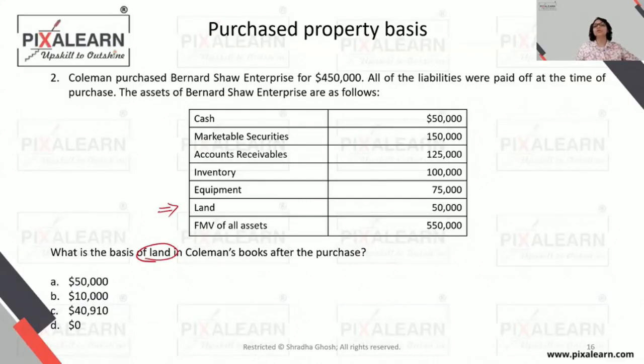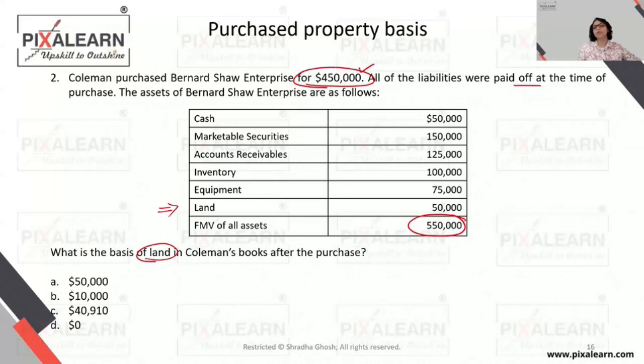Coleman purchased Bernard Shaw Enterprise for $450,000. So I paid a total of 450 and I bought a full company. All of the liabilities were paid off at the time of purchase. So what is the asset that I got when I acquired the new enterprise? I got something which was worth 550 in the market, but I paid a lower price of 450.